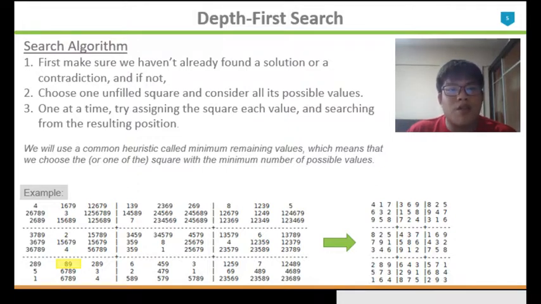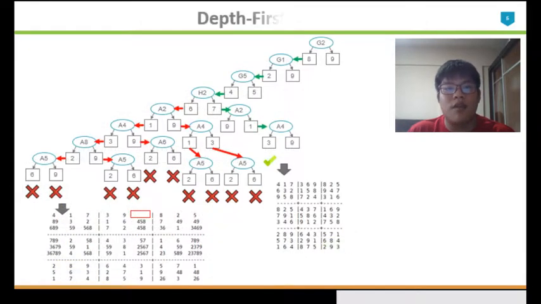By choosing a square with the minimum number of possible values, for example G2 highlighted in yellow, we can increase our chances of getting the right answer. In this case, we stand a 50% chance. The next slide will demonstrate how the search algorithm works.